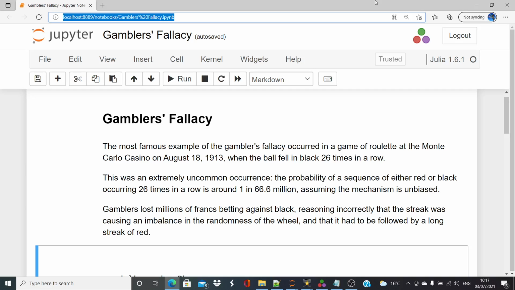So people were just waiting it out, thinking it's going to go red soon, let's say after 5 or 6 times, and then they were just wrong. It just kept going black 26 times in a row. Okay, then it became red, but everyone was broke at that stage because they were betting on red all along.